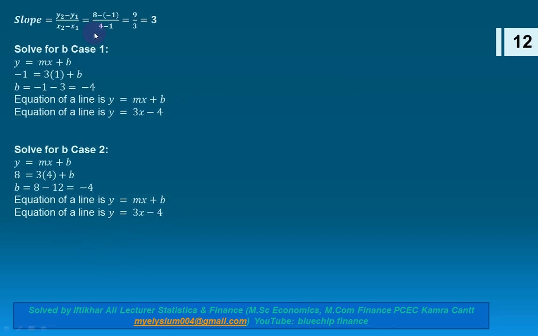Here we use the formula for slope, y2 minus y1 divided by x2 minus x1. y2 is 8 minus y1 which is minus 1, divided by x2 which is 4 minus x1 which is 1, and the result is 3. So the slope is 3. When we put the values into the formula for the line, we can find b, and b will be minus 4. So the equation of the line will be 3x minus 4. Similarly, the second case is also given, and in the same manner you can solve case 2.